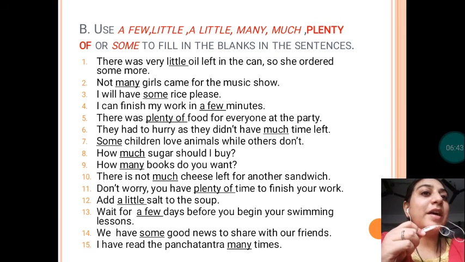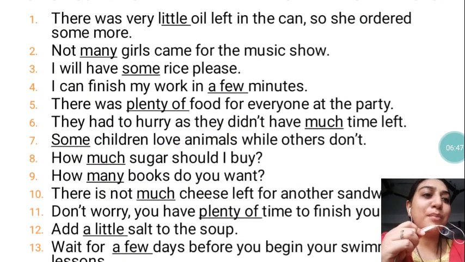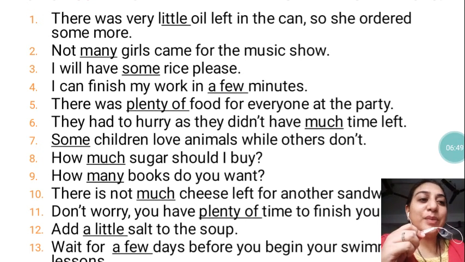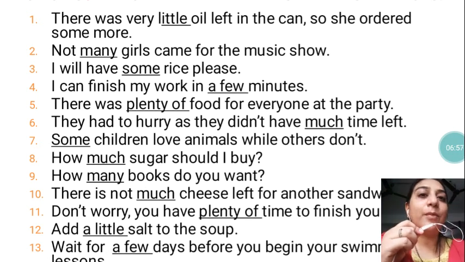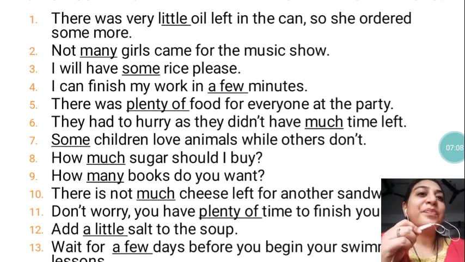There was very dash oil left in the can, so she ordered some more. Okay, oil is uncountable, so what will we use? Little. We will use little for an uncountable noun. Now the second blank, not dash girls came for the music show. Girls are countable, so we will use: not many girls came for the music show.